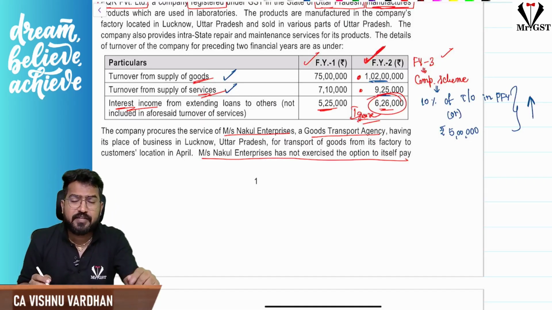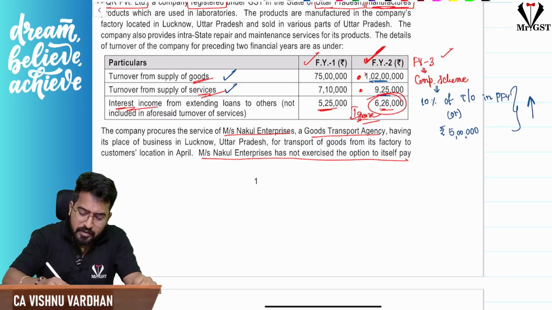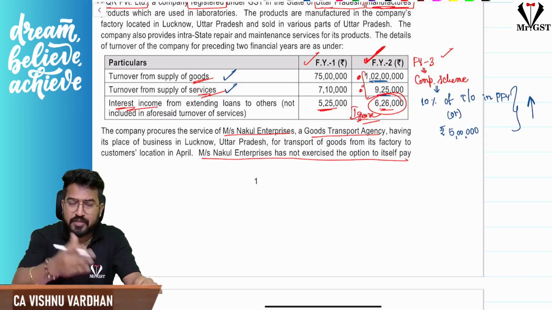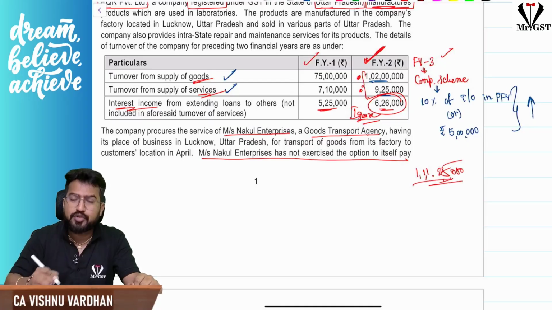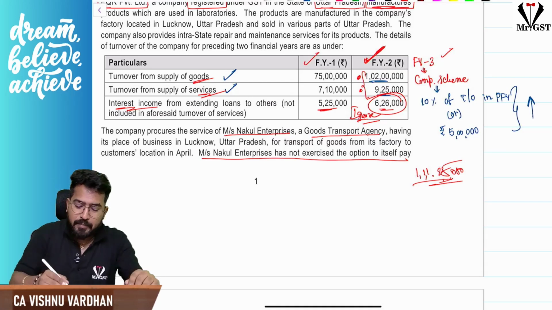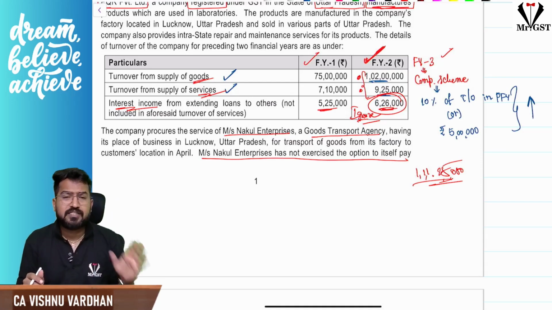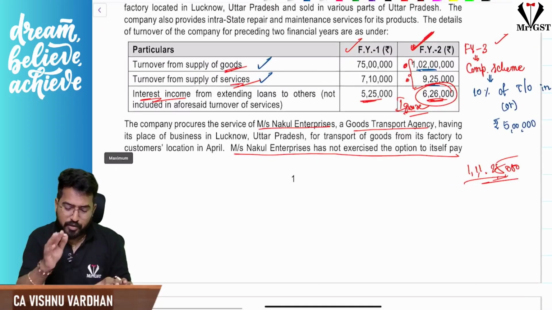That means in financial year 3, if he is going for the composition scheme, he can provide services, but services only worth 10% of the aggregate turnover in the preceding financial year, or 5 lakh, whichever is higher. So this is coming to somewhere around 1 crore 11 lakh 25,000. Out of that, he should be providing 10%, that means 11 lakh 12,500 he can provide as services. But this interest income, for all calculations in section 10 composition scheme, you will be ignoring, that you should remember.